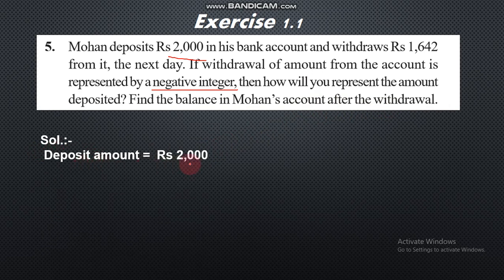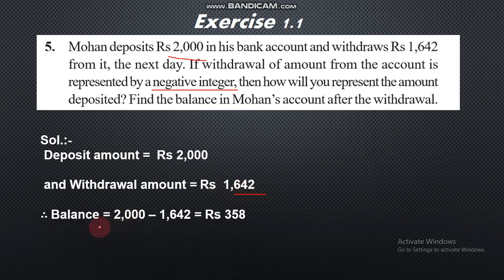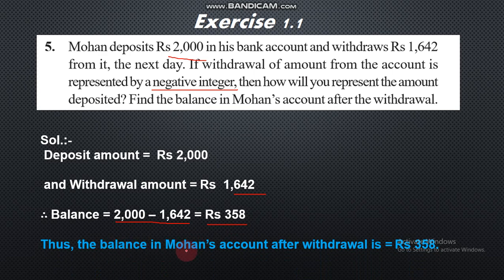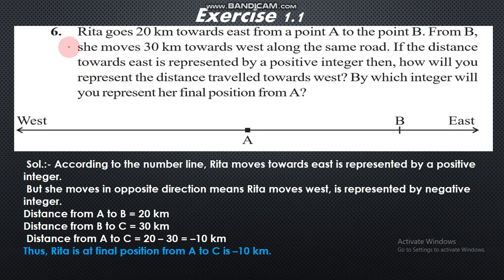Deposit amount is rupees 2000. Withdrawal amount is 1642 rupees. So for the balance, we will subtract the withdrawal amount from the previously deposited amount. So 2000 minus 1642. What do we get? So the balance is rupees 358. Thus the balance in Mohan's account after withdrawal is rupees 358.